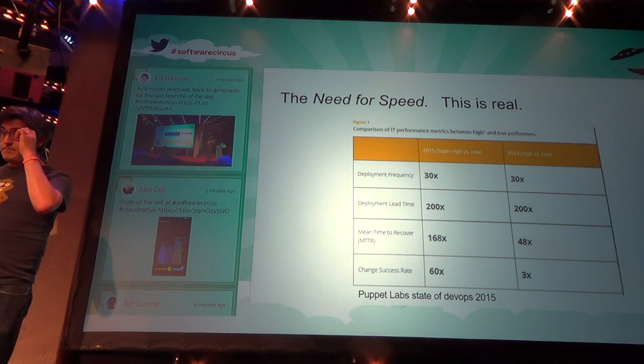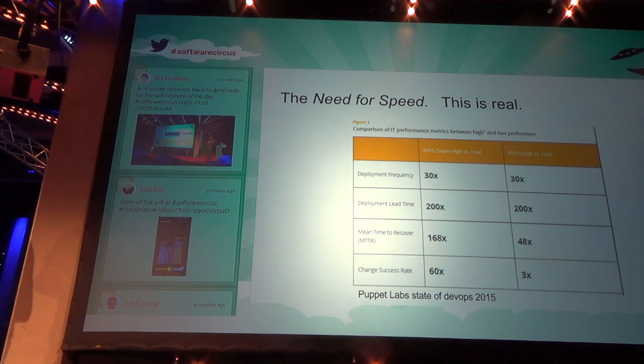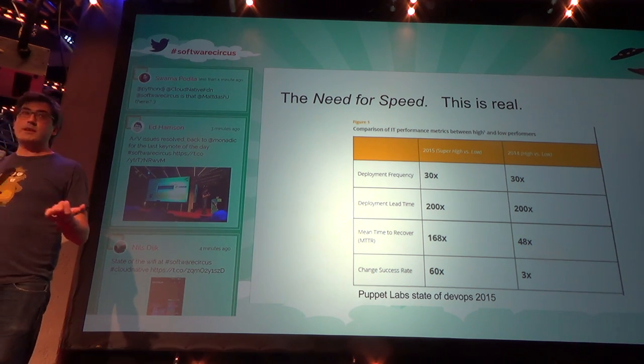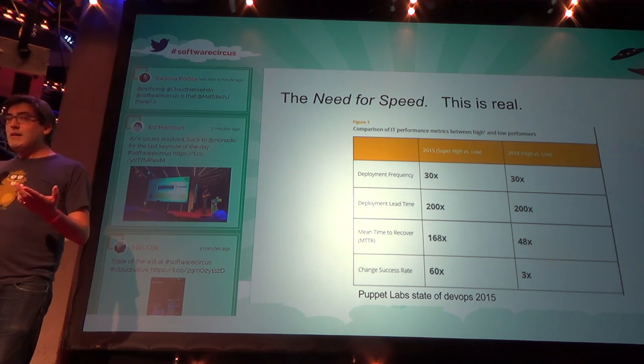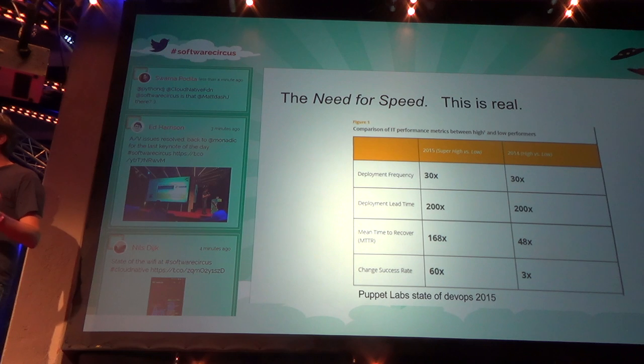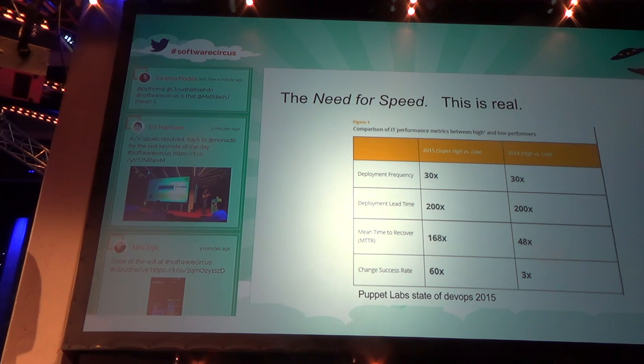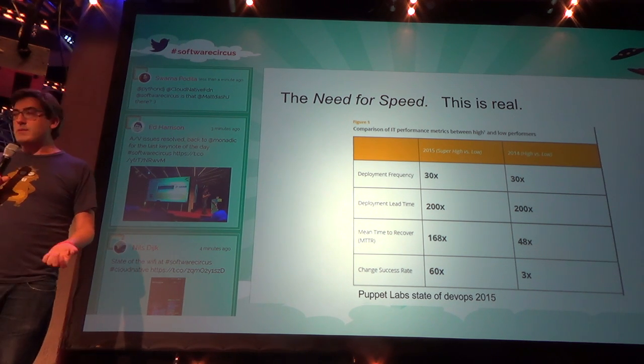So this is from Puppet Labs, State of DevOps, an annual report they do, quite a high quality survey from 2015, comparing what they think of as the leaders and the laggards in terms of things like deployment frequency and mean time to recovery. As you can see, mean time to recovery has gone in a year from a 48 times difference between somebody who's good at this stuff and somebody who's not, to 168 times difference. And that's truly astonishing. That probably means if your site goes down, you can fix it in 5 minutes versus your customers being offline for hours.